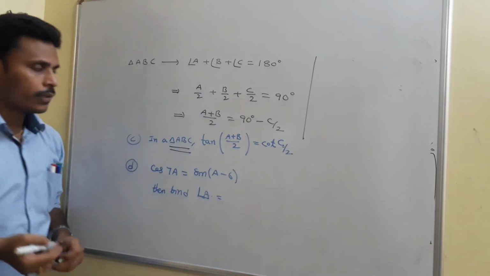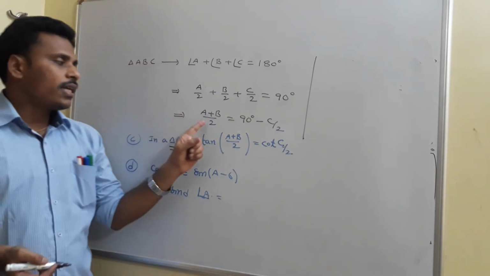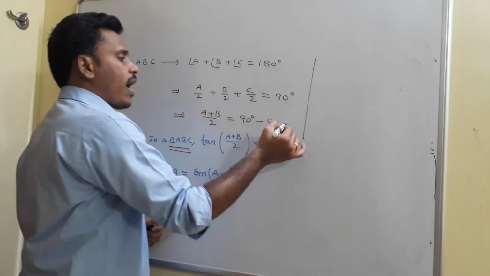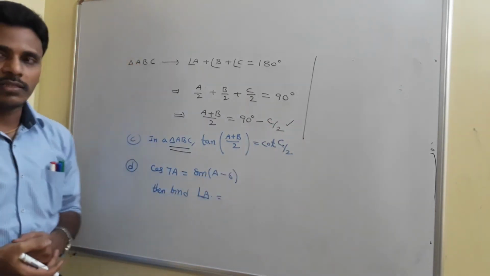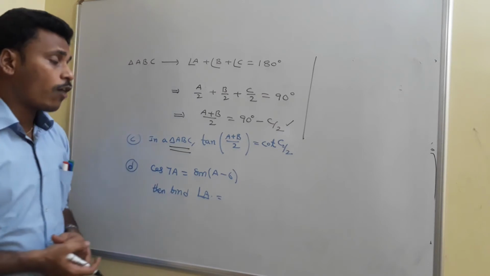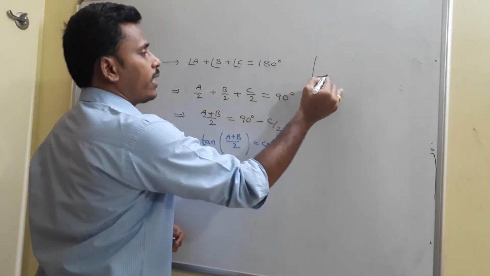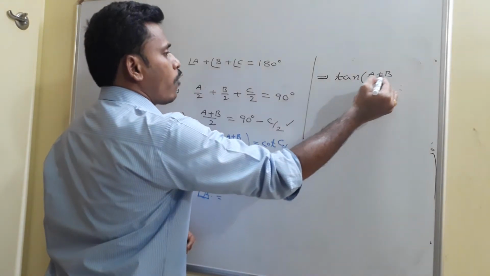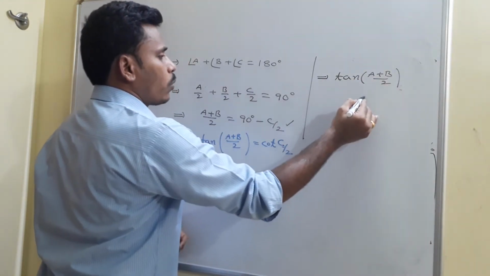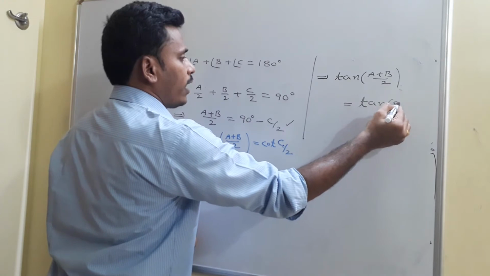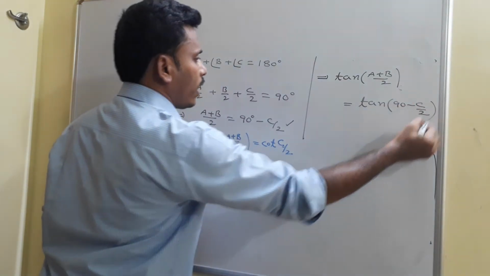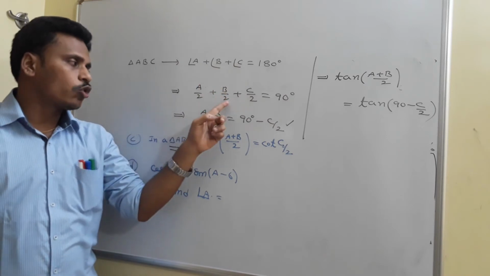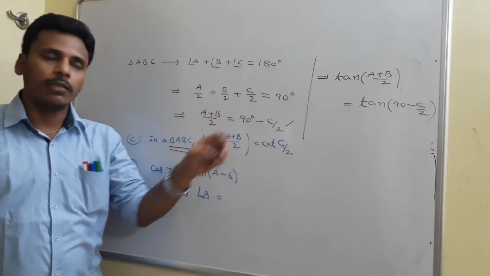Right? Very clear. And now what do we need? See, I need tan of (A plus B) by 2. But what I have is (A plus B) by 2 as 90 minus C by 2. So since I need tan of (A plus B) by 2, just apply tan on both sides. Then from there you will get that tan of (A plus B) by 2 is equal to tan of 90 minus C by 2. I think it is very clear. Right? See, triangle sum 180. If you divide by 2, (A plus B) by 2 is 90 minus C by 2.